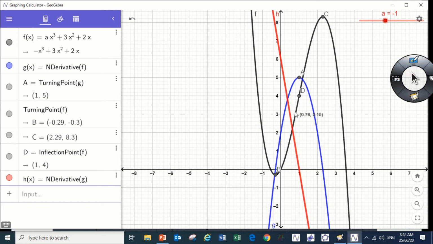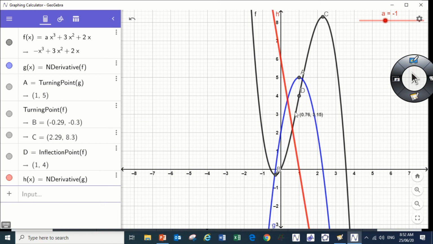You can use your own words. The x value here, this is the linear. The x value there, that's the quadratic. So this is the cubic. That's the point of inflection, and that's the turning point of the first derivative.